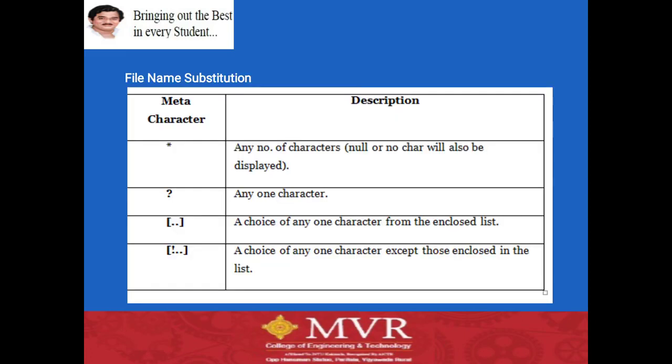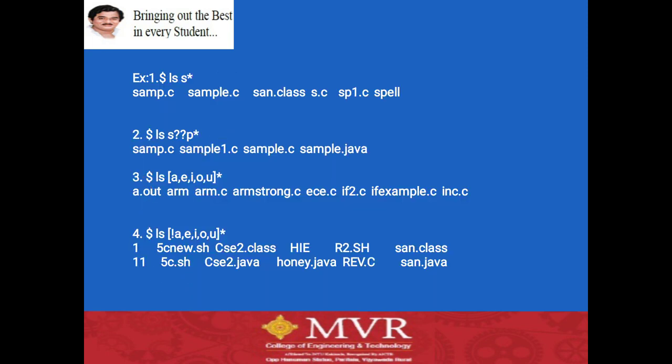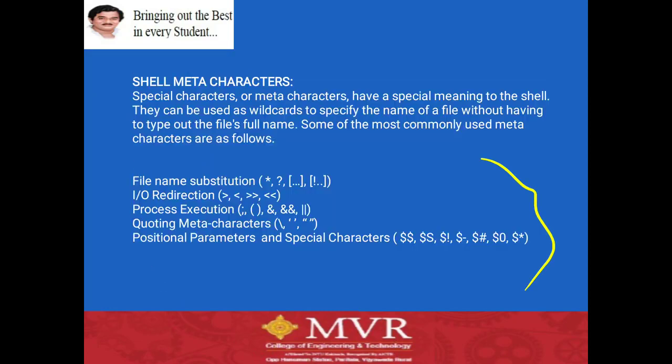This is the first type of meta character category, that is file name substitution meta characters. In this category there are 4 types of meta characters. The first one is the star meta character. As I said earlier, it matches any number of characters, null or no character will also be displayed. Whenever you are using star, it means from 0 to anything, so any number can be treated as a star. That is the first meta character we are going to discuss.